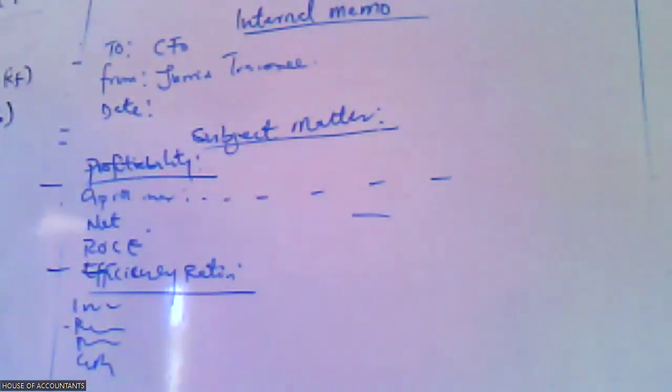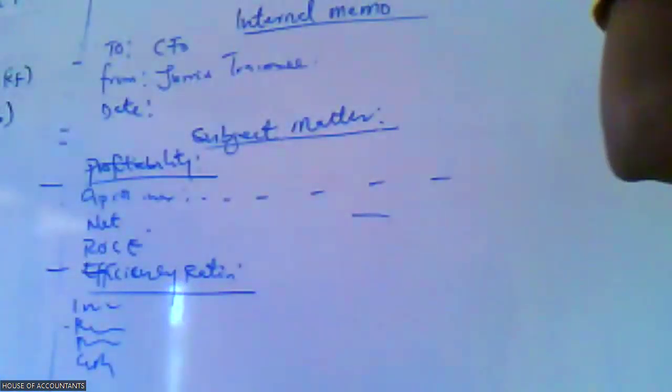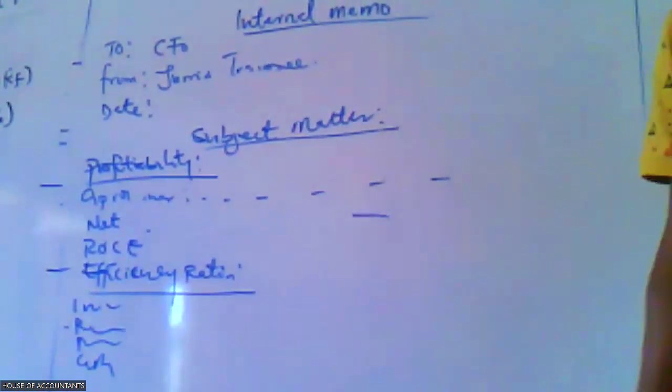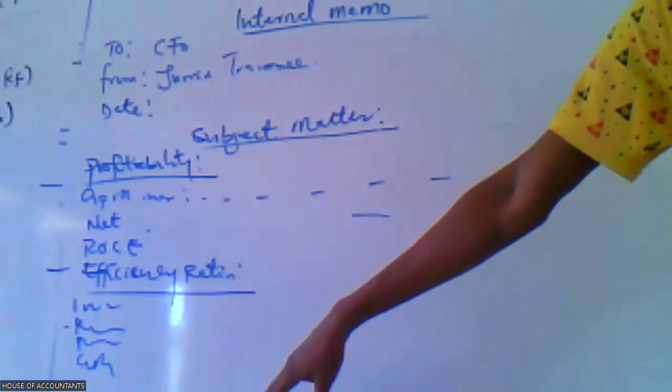You move on. And you are going to tell them in what year they are doing better, which year they are not doing better. And when you are explaining, don't use simple grammar. You have to use accounting grammar terms, like relatively. Then after this, you go to the next one.